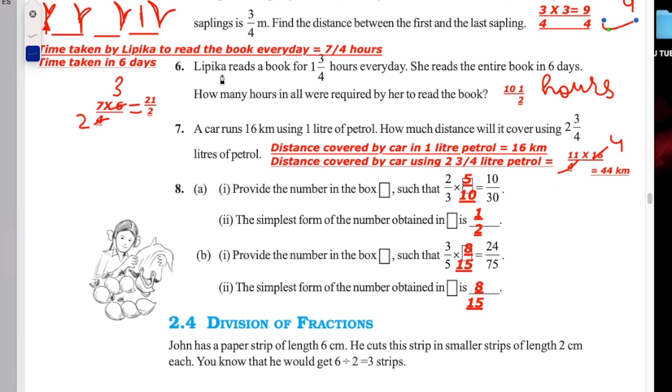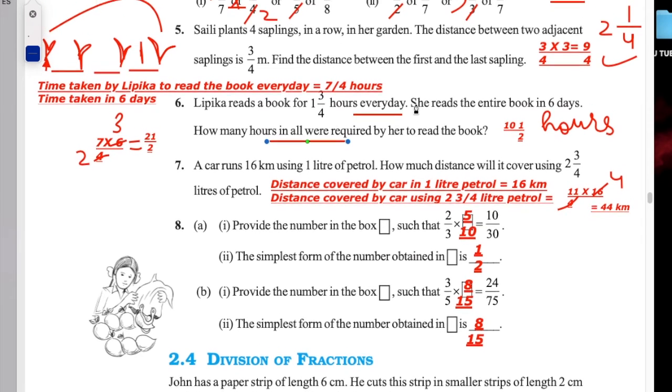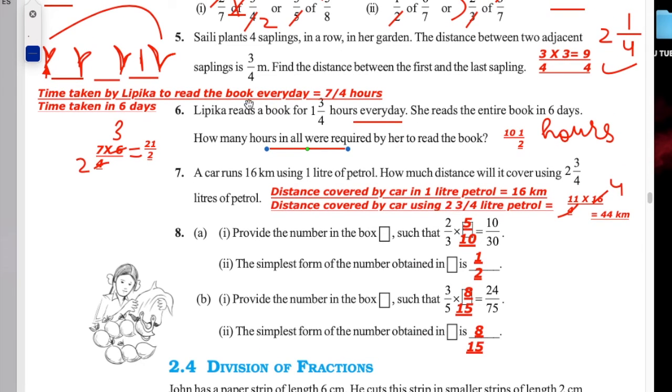Next, question number 6. Lipika reads a book for 3 by 4 hours every day. She reads the entire book in 6 days. How many hours in all were required by her to read the book? You see, time taken by Lipika to read the book every day is 3 by 4 hours. Time taken in 6 days. How much time will she take in 6 days to read the book? So 3 by 4 multiply by 6.